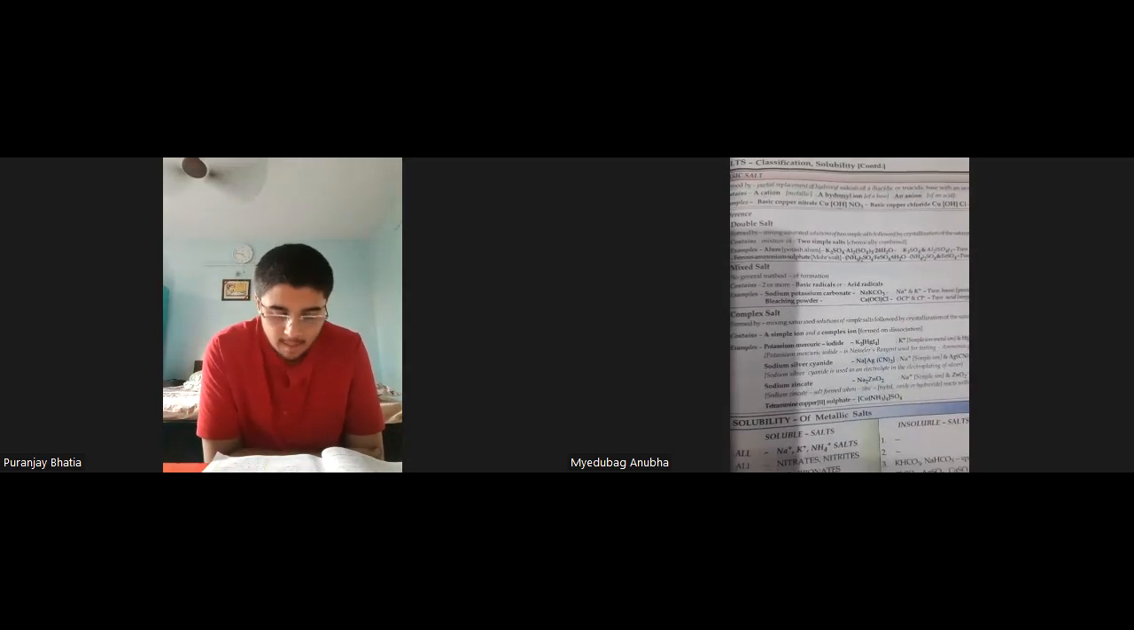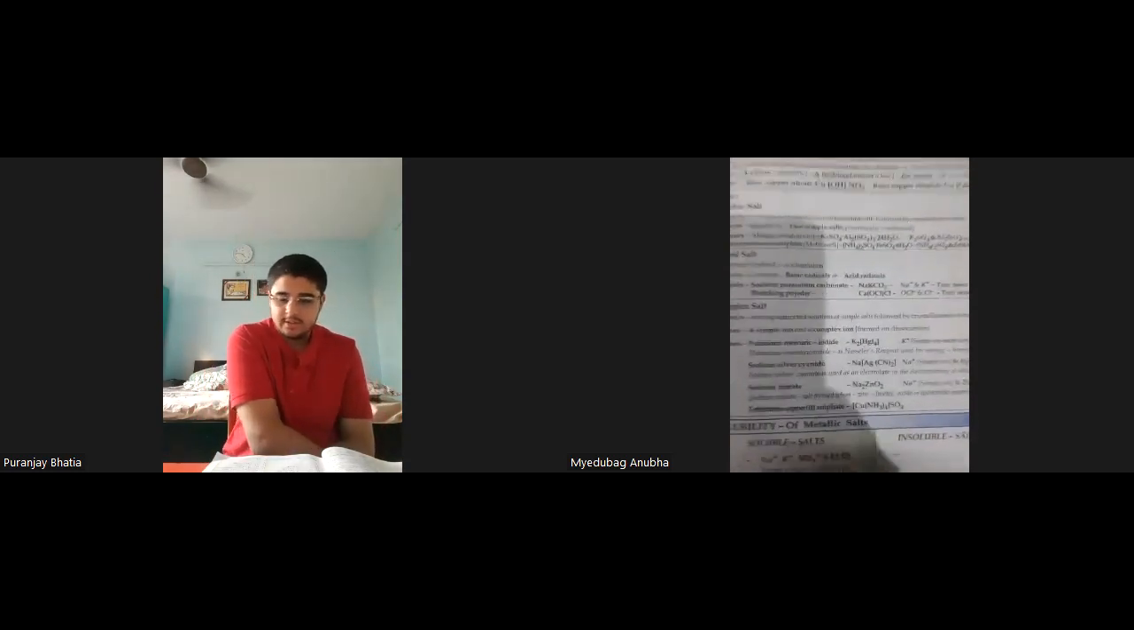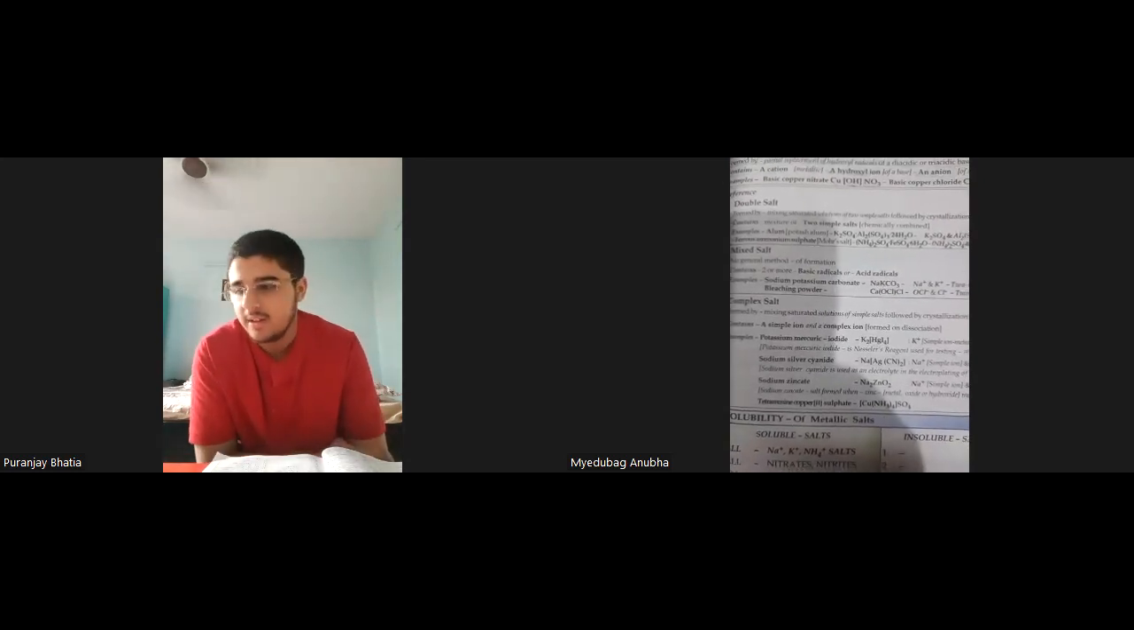So this is the potassium mercuric iodide. Ma'am, yes, under potassium mercuric iodide, it is written that it is used as a Nessler's reagent for testing ammonia gas. What is the meaning of Nessler's reagent?